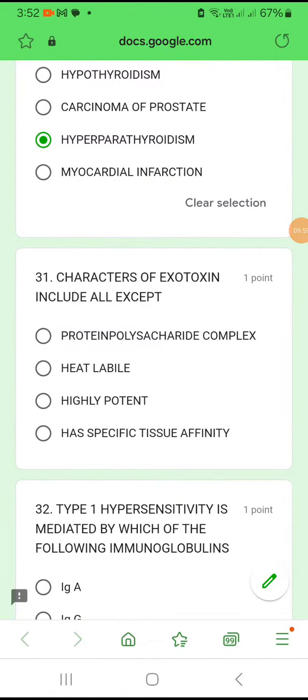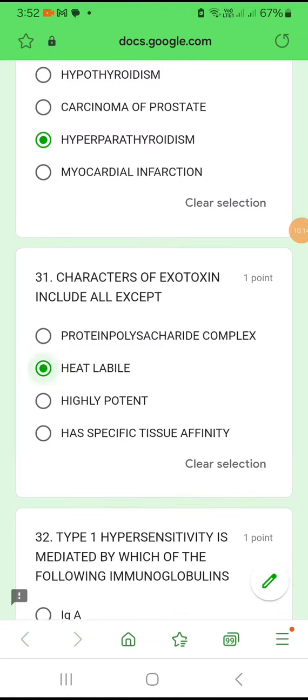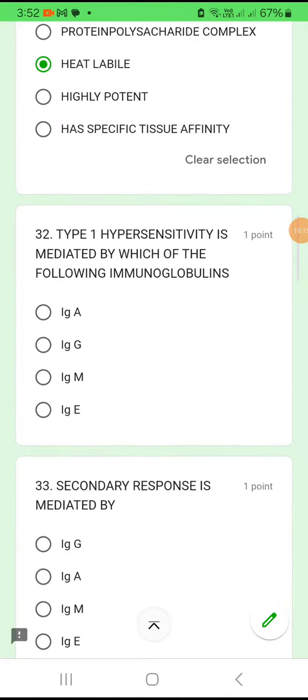Question number 31. Characters of exotoxin include all of them except, okay, the exotoxins are protein polysaccharide complexes. Yes, they are heat labile or highly potent, has specific tissue affinity. They are definitely highly potent. They are having high specific tissue affinity. They are not heat labile. Okay, option B.